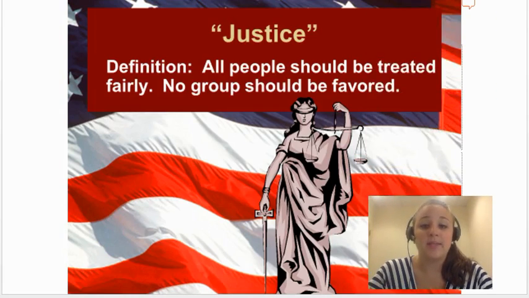Justice simply means that all people should be treated fairly, and that no one group should be favored or preferred over another. So this would mean that it doesn't matter what group you are, what you fall into, if you commit a crime and your best friend commits a crime, you will both be served with justice. You will go to court and the penalty will fit the crime. But we'll look at more examples as we move forward.